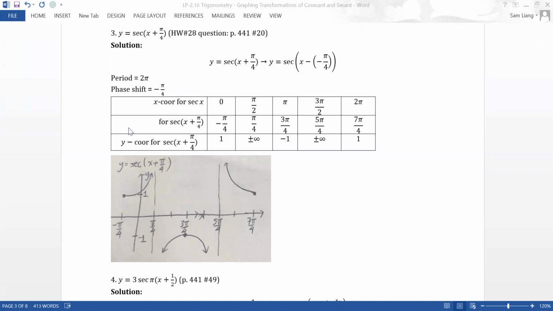And then the y coordinates for the regular secant x function are the same for this function, since the a value for both is just 1. So you would just keep them the same. Wherever cosine is 1 or undefined: at 0 it'd be 1, at pi over 2 it's infinity, at pi it's negative 1, at 3 pi over 2 it's plus minus infinity, and at 2 pi it's also 1. And the two negative infinities just represent the asymptotes at pi over 4 and 5 pi over 4.